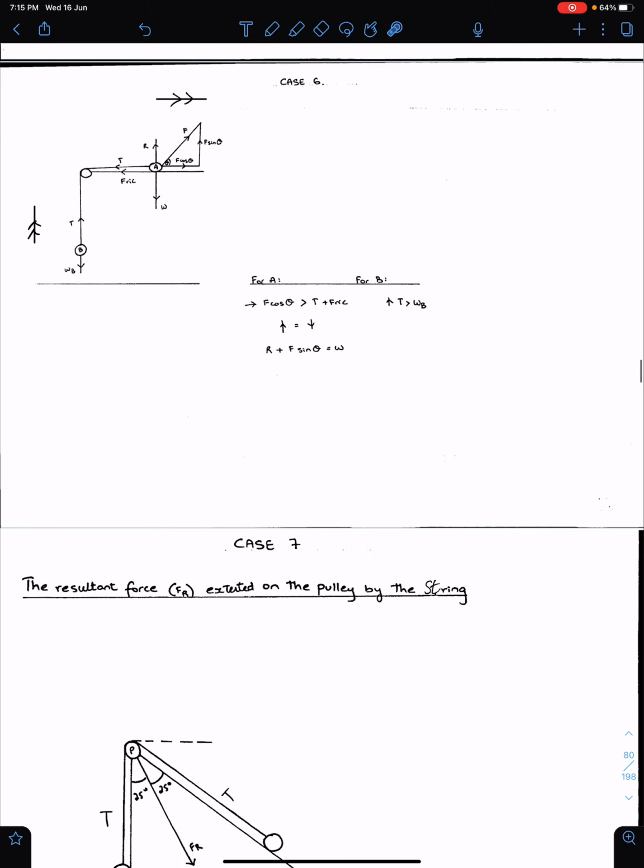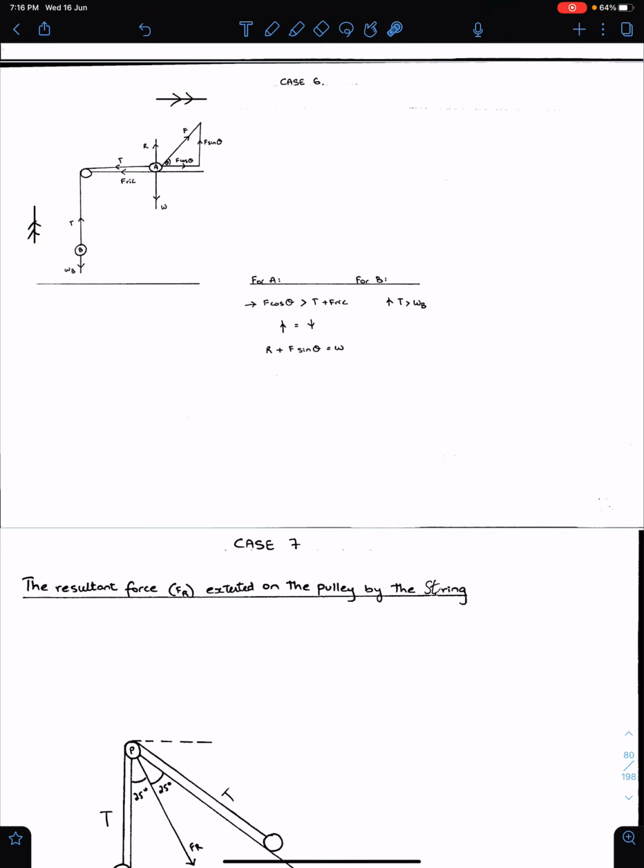Case 6. This is a very simple case. We have a force which makes angle theta from horizontal or from the table on particle A. Force exerted on A and makes angle theta from the table. So this is the situation. And when you release the system from rest, then A will move in this direction. Therefore, B will move in this direction.